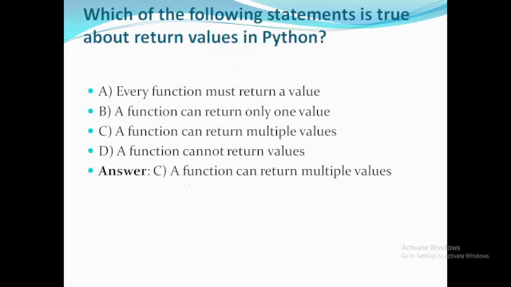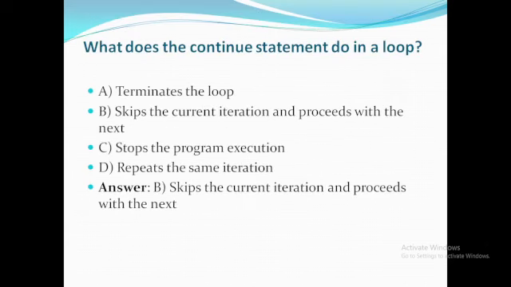Which of the following statements is true about return value in Python? Every function must return a value. A function can return only one value. A function can return multiple values, or a function cannot return values. So a function can return multiple values.